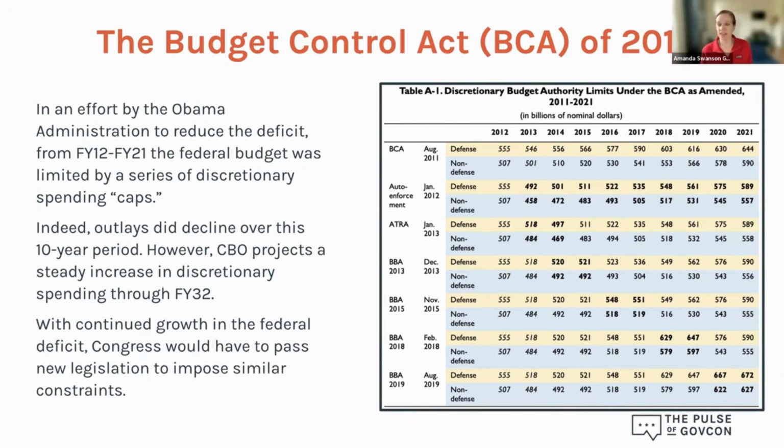CBO is projecting a steady increase in discretionary spending through FY32. The federal deficit continues to grow. I'll talk about the debt here momentarily. This remains a significant concern. So while this piece of legislation is not in play anymore, it's entirely possible, depending on the administration, that we could see something like this in the future. So it's a good thing to be aware of and to understand what those implications are for the government and for industry that supports the government.